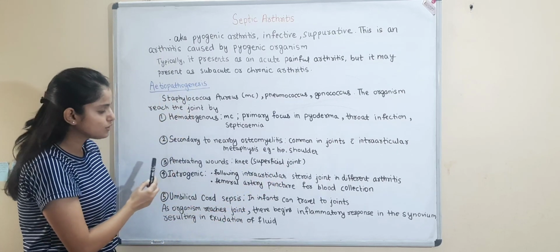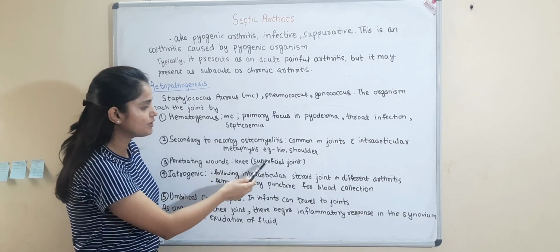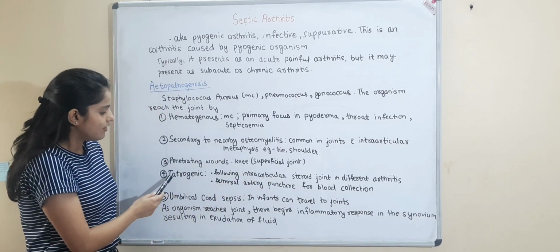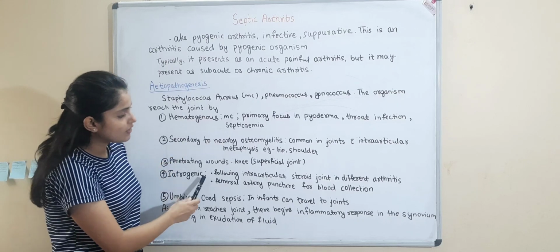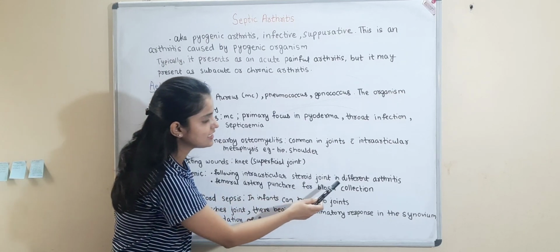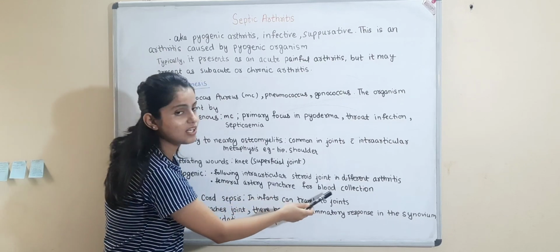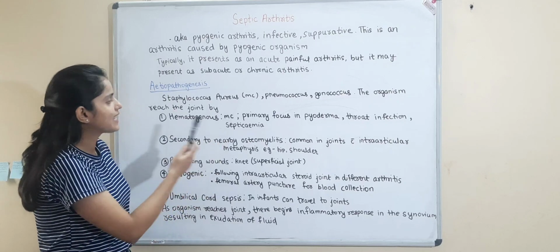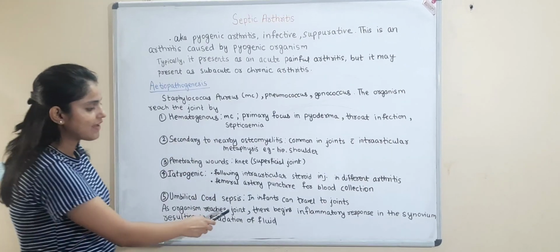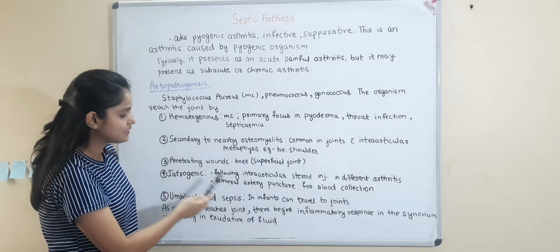It can also reach through penetrating wounds, which is most common in the knee joint, as the knee joint is a superficial joint. Iatrogenic causes can also cause the organism to reach the joint, following intra-articular steroid injection in different arthritis, and femoral artery puncture for blood collection. During blood collection from the femoral artery, the organism can reach the joint. In infants, if there is umbilical cord sepsis, the organism can reach the joint through it.